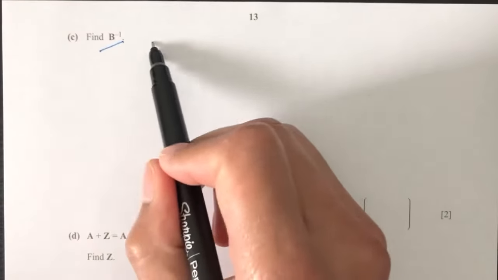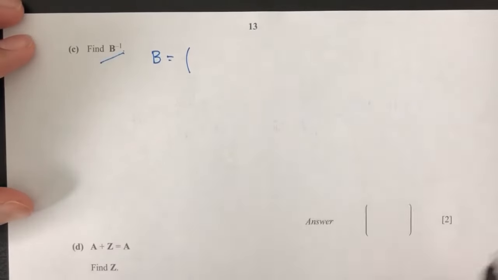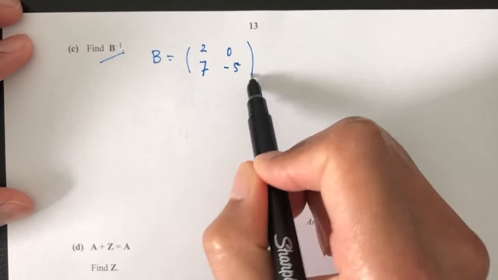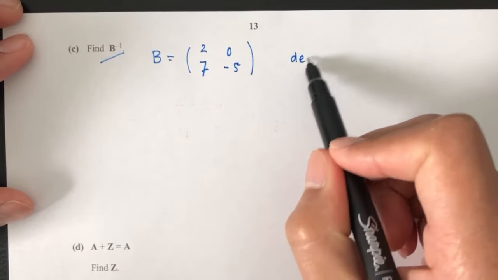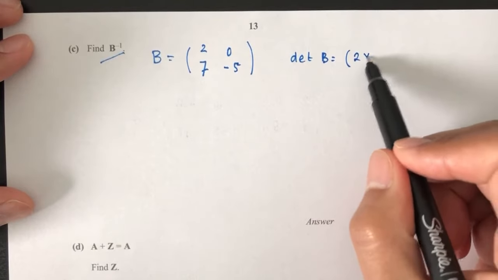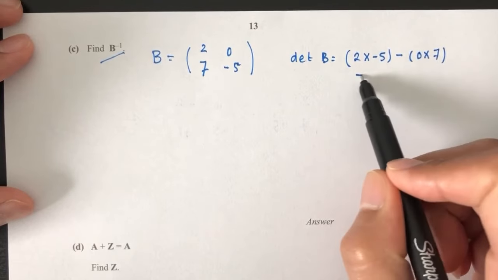So now we have to find the value of B inverse. So what is B again? B is [[2, 7], [0, -5]]. To find B inverse, we have to first find the determinant of B. So we first cross multiply: 2 times minus 5 minus 0 times 7. This will be minus 10.